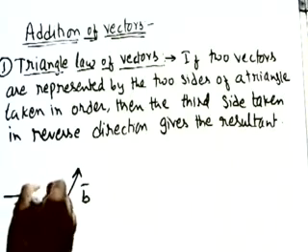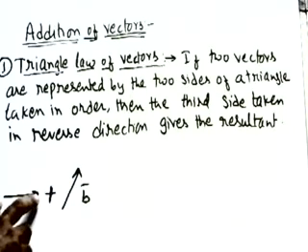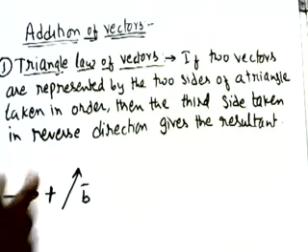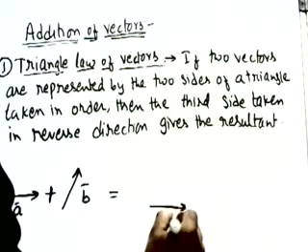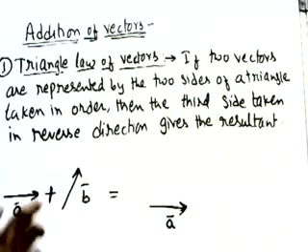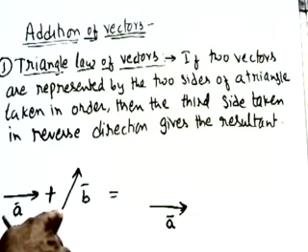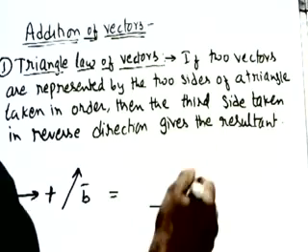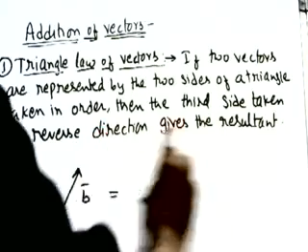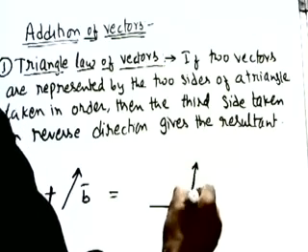Now for addition of vectors, we have three laws. Watch carefully. Suppose we have to add two vectors. How to add? First, let me draw vector A with the same magnitude and same direction. Magnitude means length. Now you join the tail of vector B to the head of vector A, with same direction and magnitude. Suppose this is vector B.